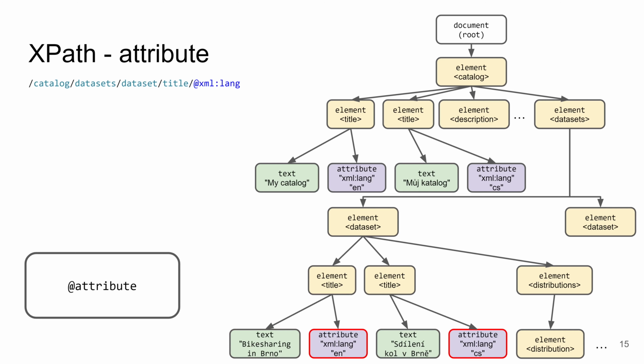Now, another thing we may query for using XPath are attributes. Attributes in XPath start with an @ symbol. So the @ symbol means that we are querying an attribute. So right here, we go from catalog to dataset to title, and then from title to the xml:lang attribute. So the result of this query is a set of two attributes. Each is named xml:lang, each belonging to another element and with a different content. One has the en content and one has the cs content.